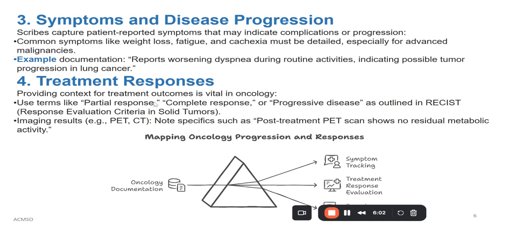Treatment responses. Providing context for treatment outcomes is vital in oncology. Use terms like partial response, complete response, or progressive disease, as outlined in RECIST, Response Evaluation Criteria in Solid Tumors. Imaging results, for example, PET-CT scan, note specifics such as post-treatment PET scan shows no residual metabolic activity. And here is a diagram showing the mapping of oncology progression and responses.